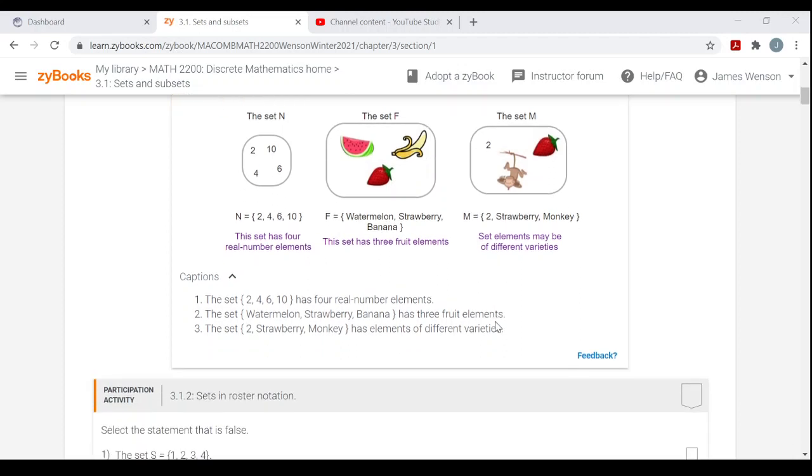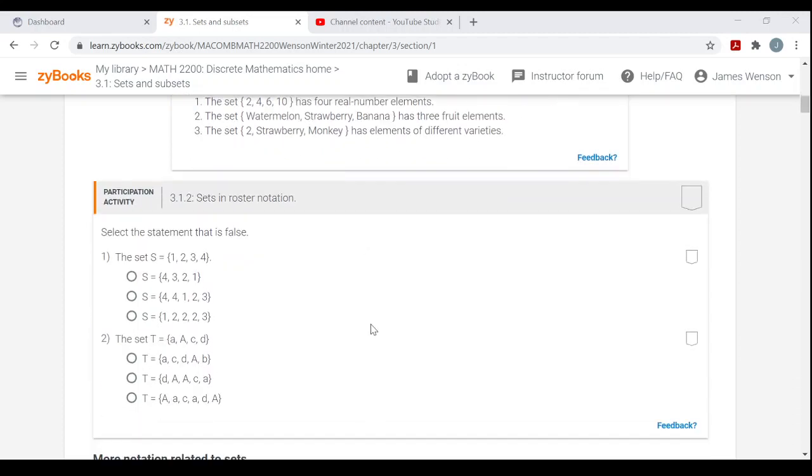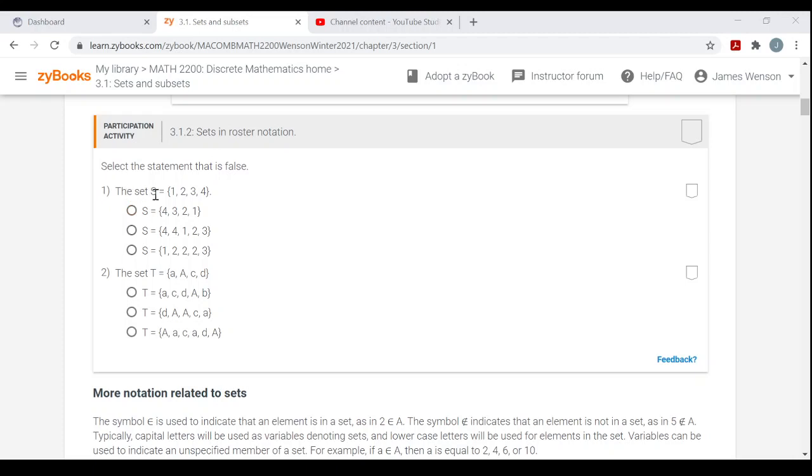Okay. So hopefully this roster notation is very simple to read. So let's select the statement that is false. Here, set S is the set with elements 1, 2, 3, and 4. It's got 4 elements, 4 numbers. Is S also equal to 4, 3, 2, 1? Yes, this set has the same elements that this set does. So they are the same set.